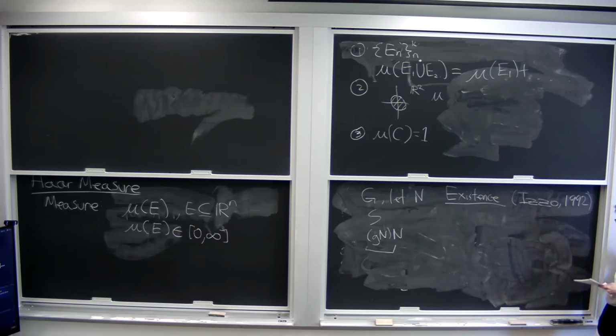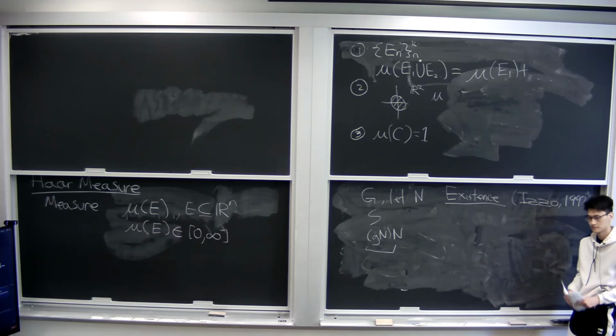We'll take the topological vector space of continuous functions with compact support, and construct a linear functional which is invariant. Yeah. How do you get uniqueness?